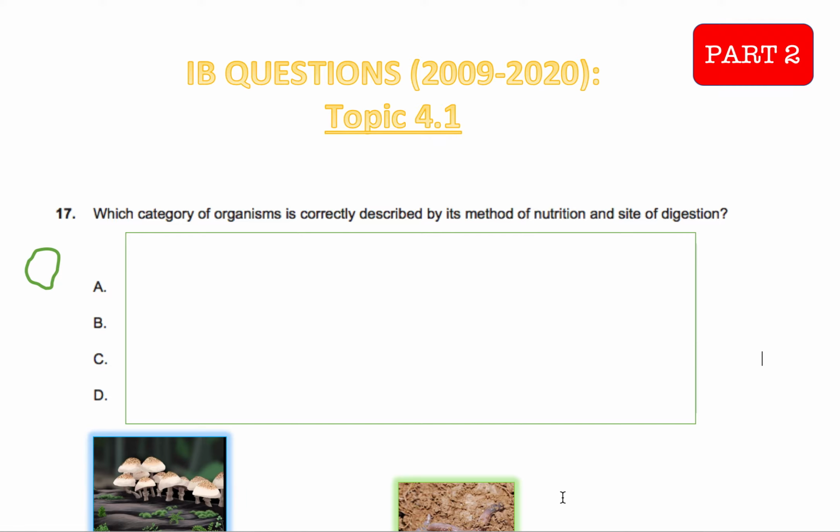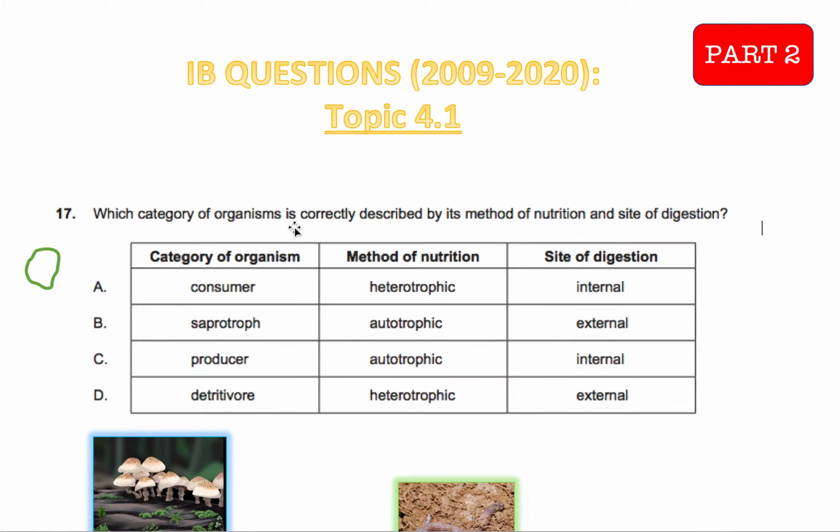Okay, so here we got part 2, some more IB questions. So, as usual, give it a go by yourself and then I'll explain. So, which category of organisms is correctly described by its method of nutrition and site of digestion?